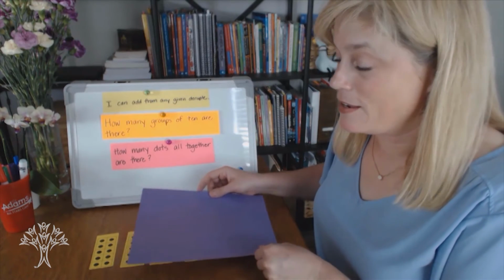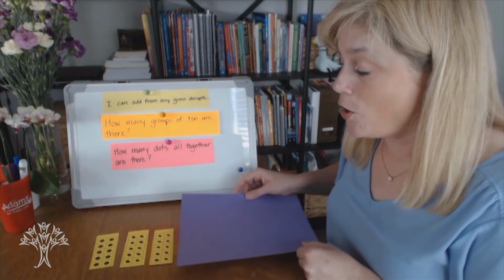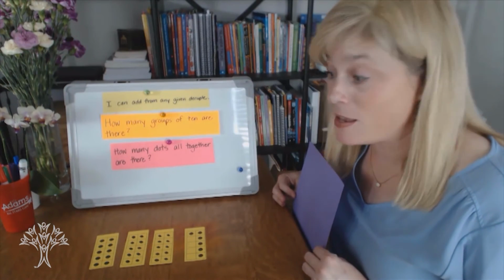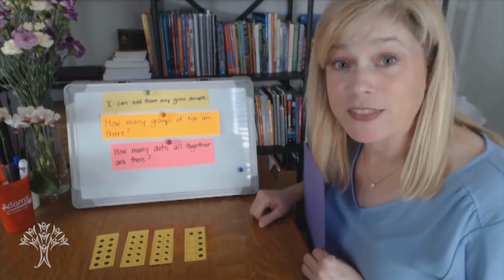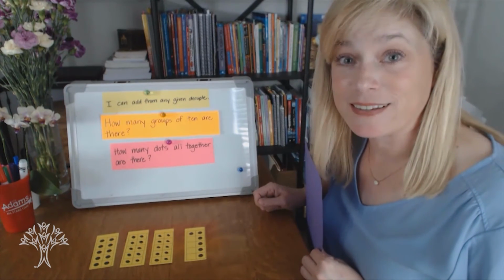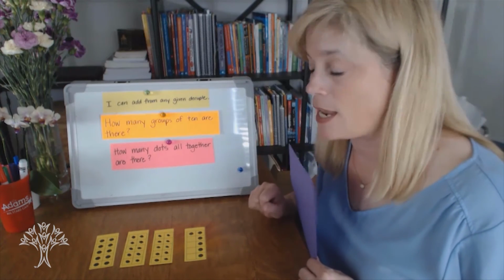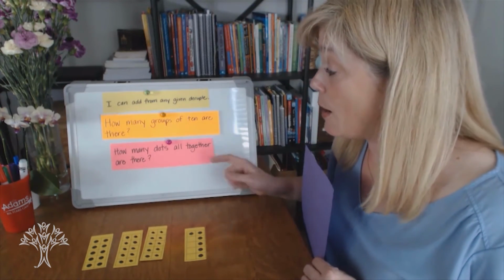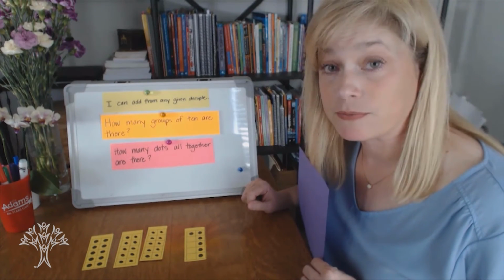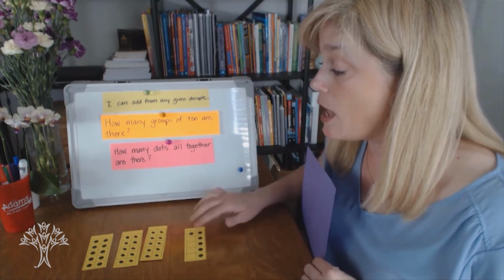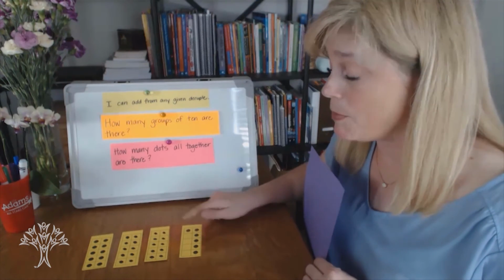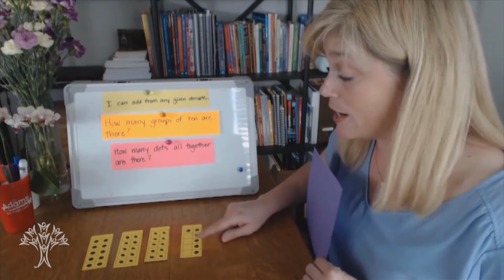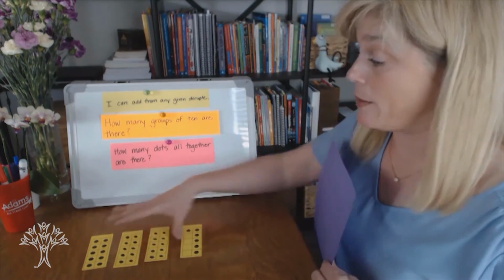10, 20, 30, plus 5 and 1, that's 6. 36. Nice job. How many groups of 10 are there? That's right, 3 groups of 10. How many dots are there altogether? 36. I have 4 10 frames out here, but this one's not full, so I can't say that there's a whole group of 10 there. I just have to count the singles. Okay, let's try another one.